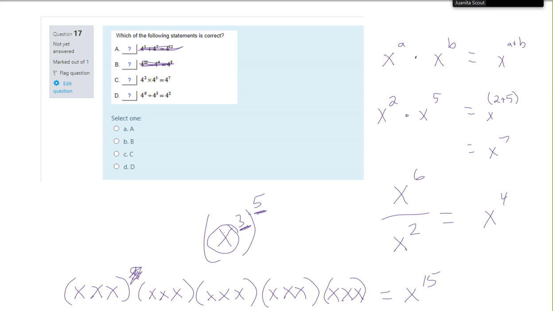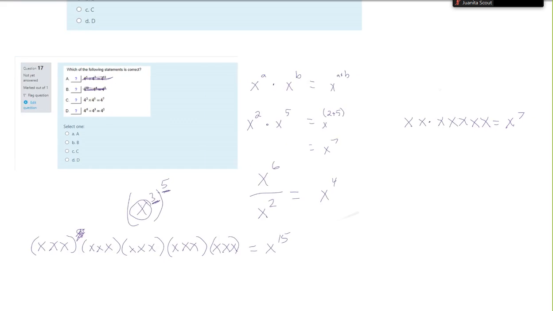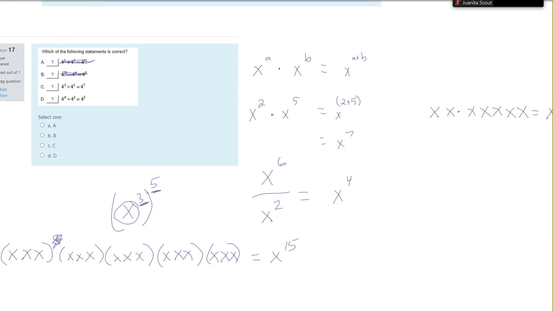Even if you did it the long way, say x to the 2 times x to the 5, if I wrote that out, x squared is x times x, times x to the 5 is x times x times x times x times x, which is x to the 7. Okay, so that's where those rules come from. It's not like a magic rule or anything like that. It's just a shorthand way of doing that instead of writing everything out.